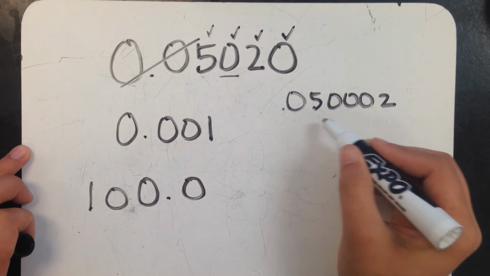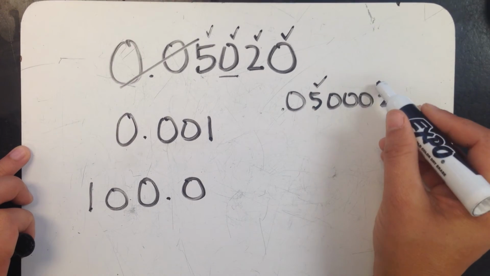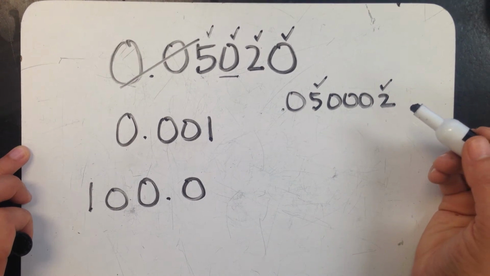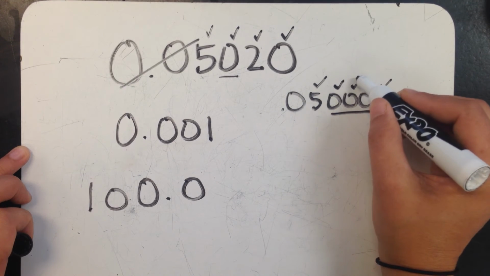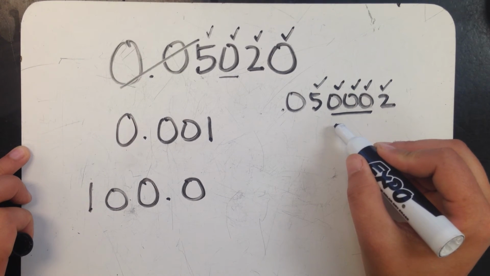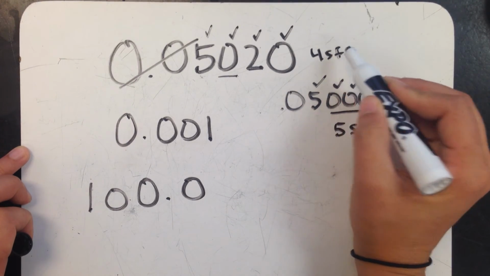This one that I just drew in here, the zero in front doesn't count. Numbers that are not zero, they count. And then all of these ones are between, so they also count. This would have 5 sig figs. So this one was 4.